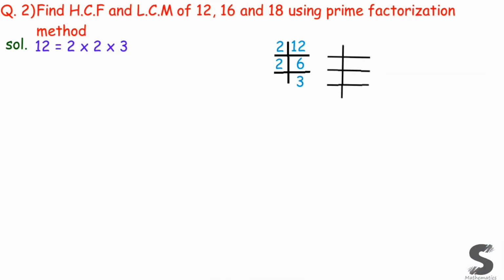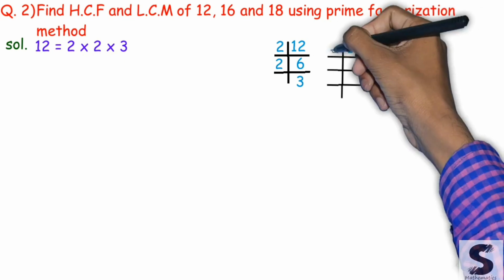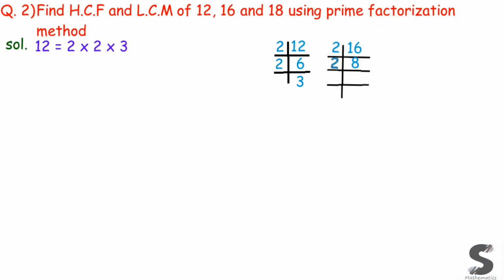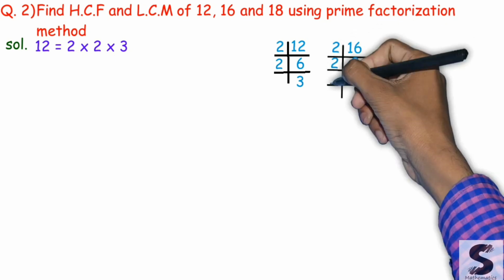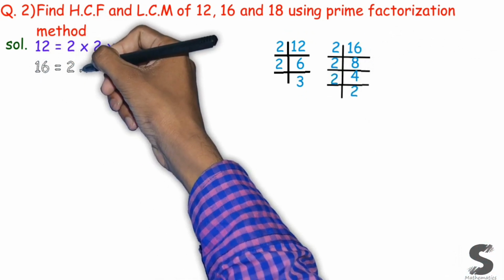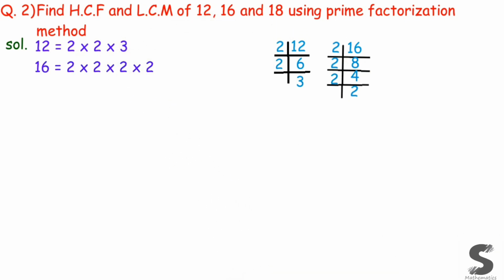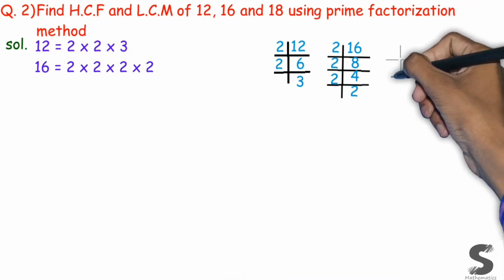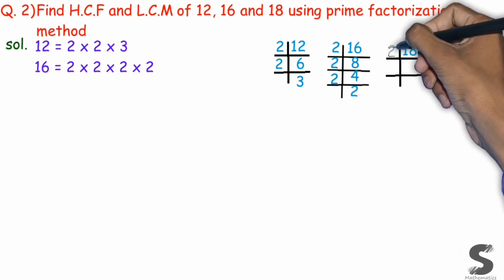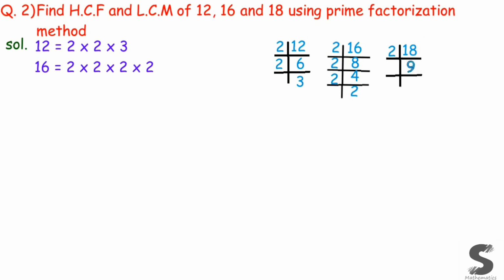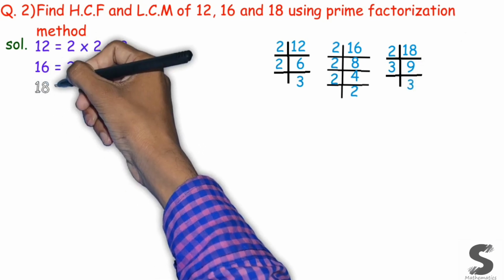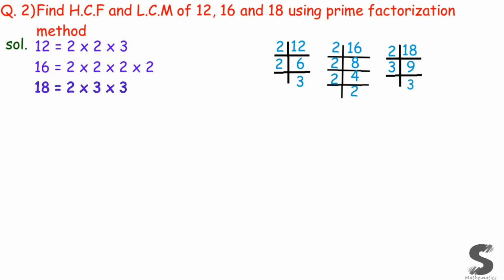Let's factorize 16. 2 8s are 16 and 2 4s are 8 and 2 2s are 4. The factorization of 16 is as follows. 16 is equal to 2 into 2 into 2 into 2. Now let's factorize 18. 2 9s are 18 and 3 3s are 9. The prime factorization of 18 is as follows. 2 into 3 into 3.